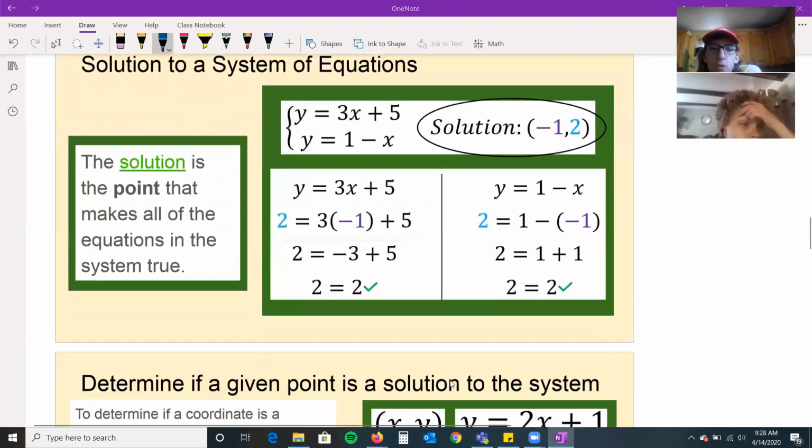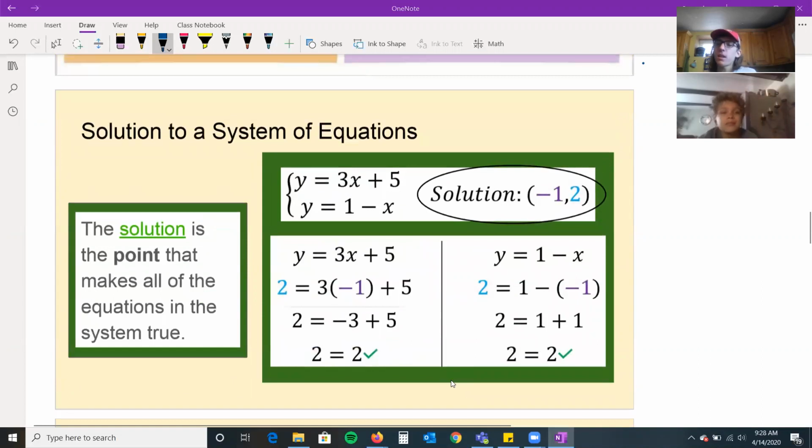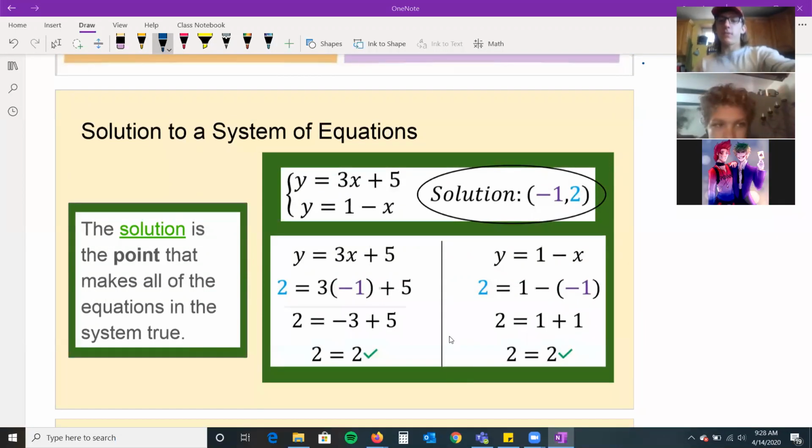So, solution to a system of equations. We just talked about what is a system of equations, what is not, right? We said it's got to have at least two equations, and they have to have the same variables. All right, so this says the solution is the point or coordinate pair that makes all of the equations in the system true. Okay, I'll say that one more time.